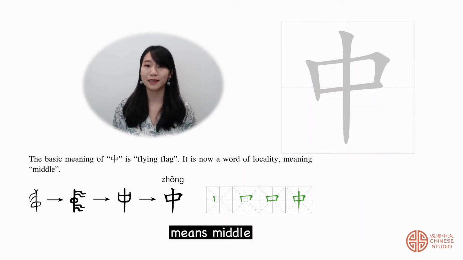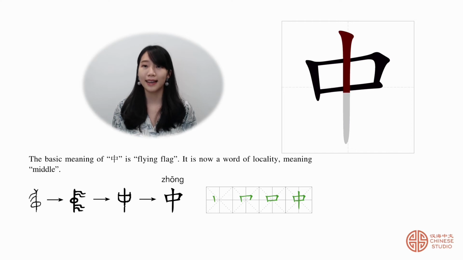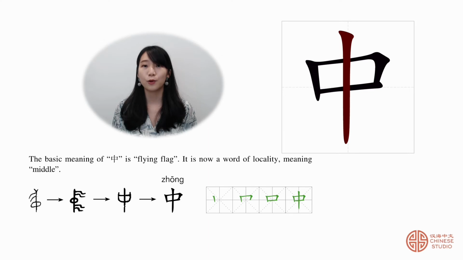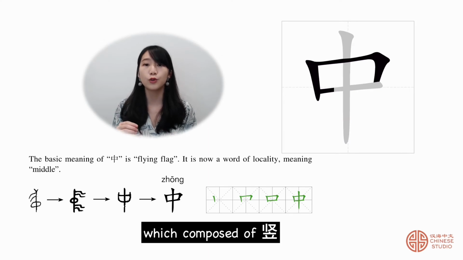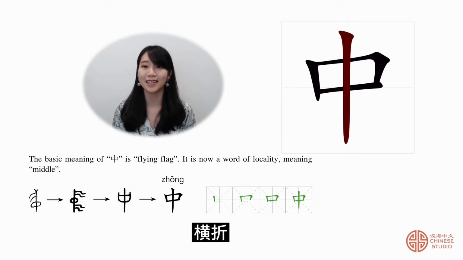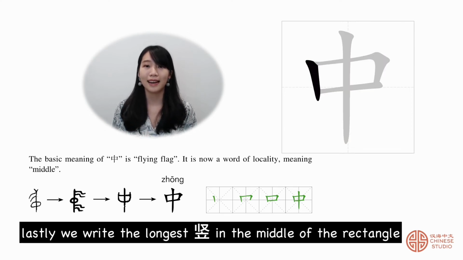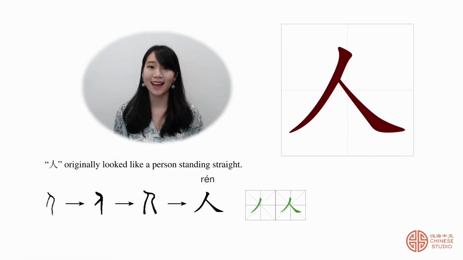中 means middle. It starts with writing a rectangle, which comprised of 竖, 横折, and then 横. Lastly, we write the longest 竖 in the middle of the rectangle.